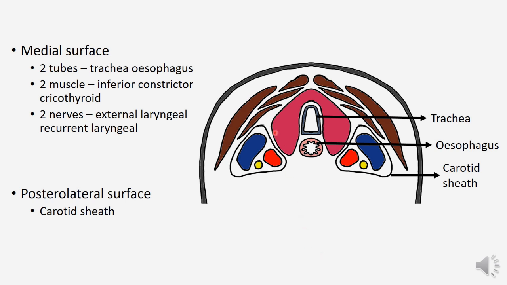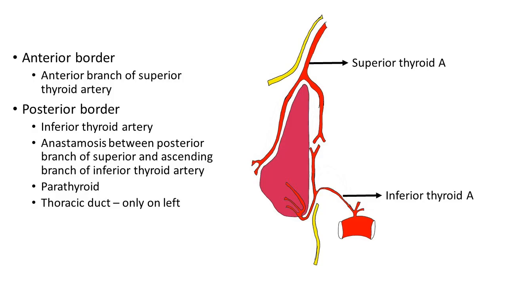The posterolateral surface is related to the carotid sheath and the contents within, that is the internal carotid artery, internal jugular vein and vagus nerve. The anterior border, as we already saw while dealing with blood supply, is related to the anterior branch of the superior thyroid artery.